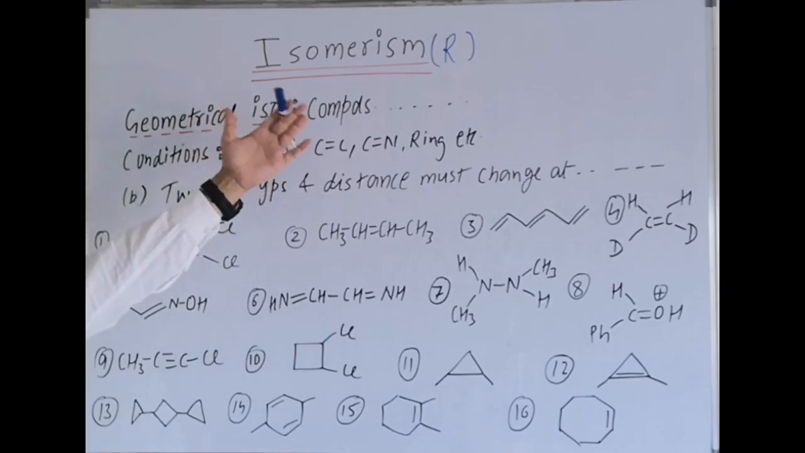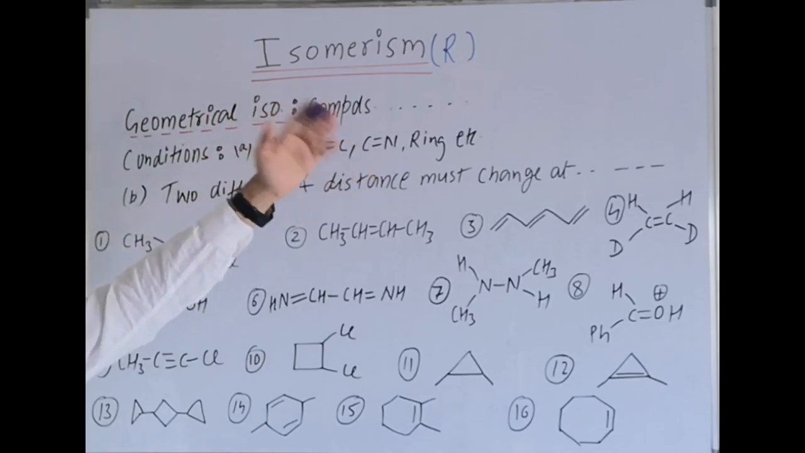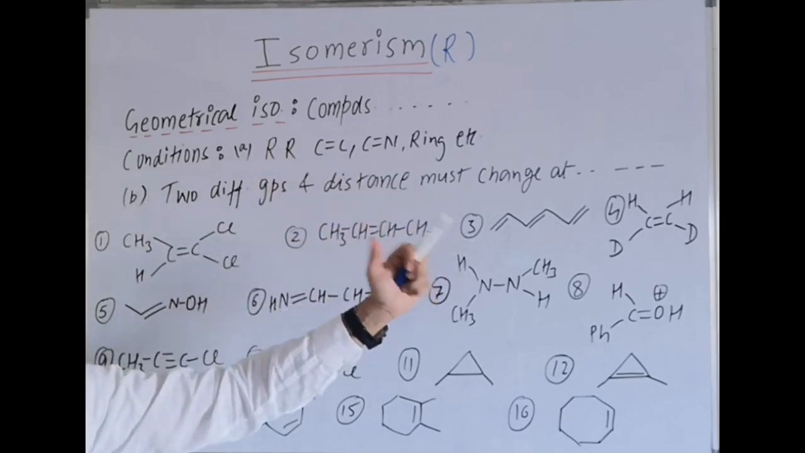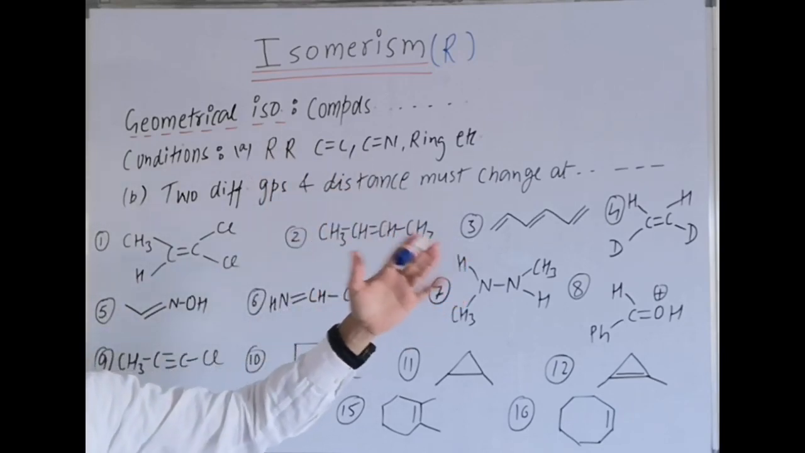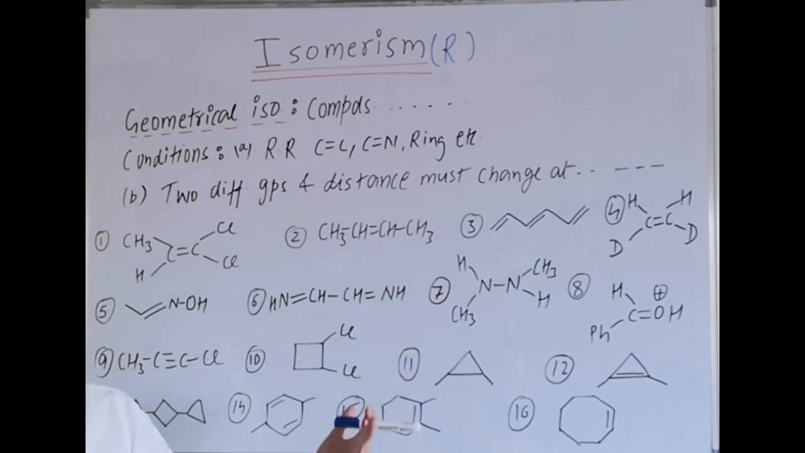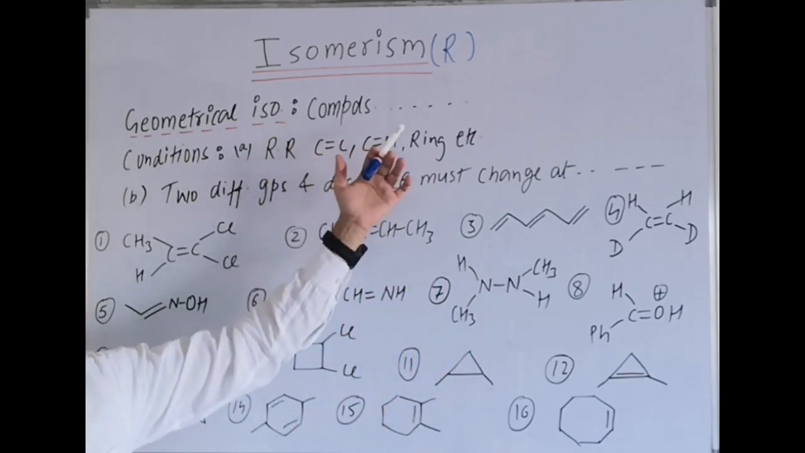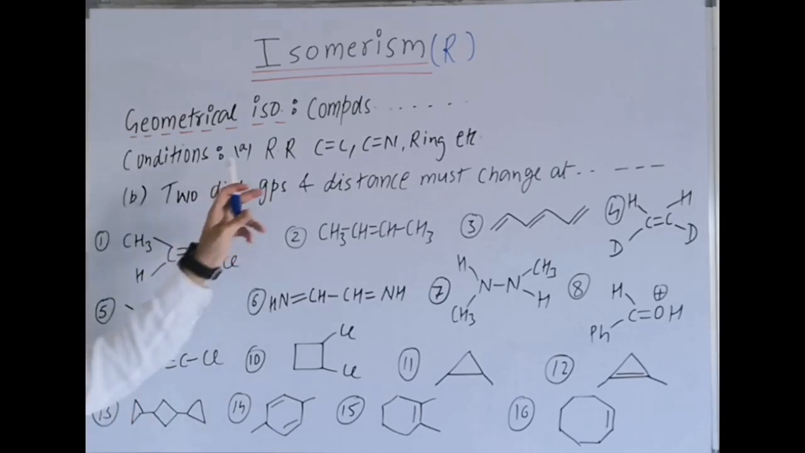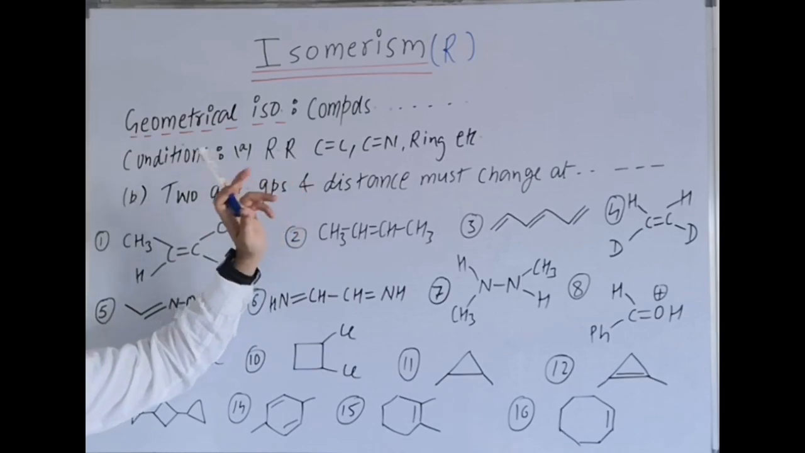Firstly, how we define it: compounds having the same molecular formula, same structural formula, but differing in their arrangement of groups or atoms in space due to restricted rotation. That is geometrical isomerism, or these are termed geometrical isomers. Then the conditions required to show GI, geometrical isomerism, I will use GI now. Firstly, restricted rotation has to be there.